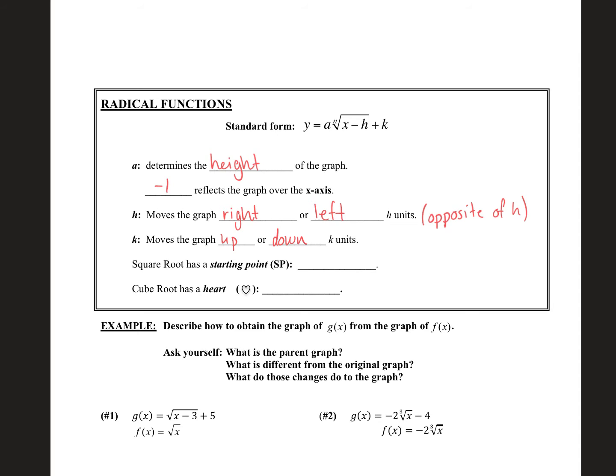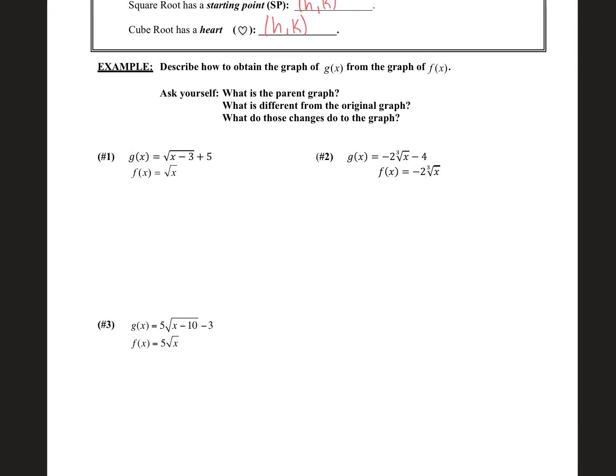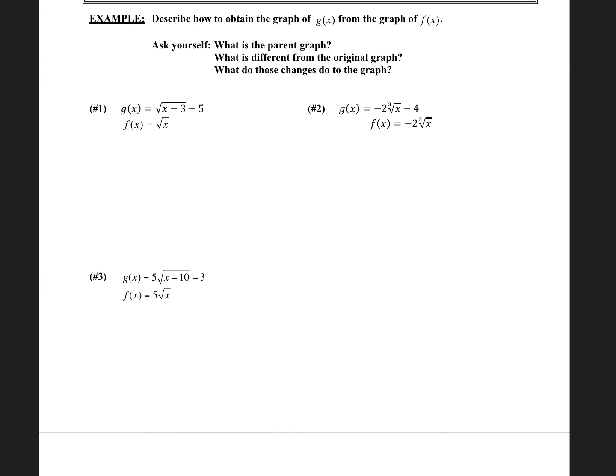And just remember that square roots have a starting point at (h, k), and cube roots have a heart, also at (h, k). So with a starting point, we move out to the right, and with a heart, we move in both directions, left and right. So we're going to look at a few examples. We're going to be given a graph, and then we're going to be given its parent, and describe the transformation that's going on there.